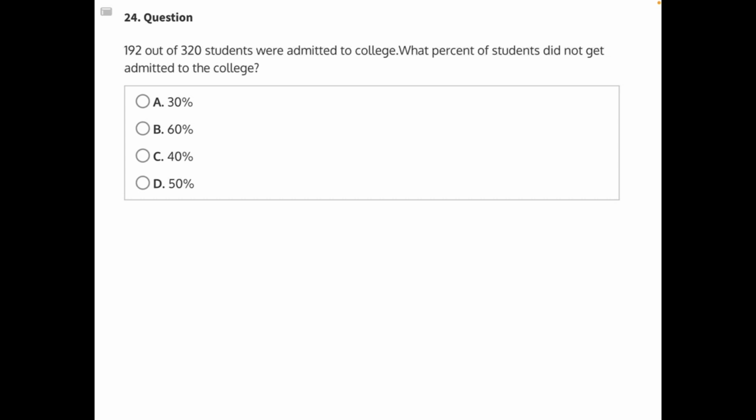192 out of 320 students were admitted to college. What percent of students did not get admitted to college? Let's start by figuring out the number of students that did not get into college. To find that, we'll need to take our total number of students and subtract from it the number of students that did get admitted to college.